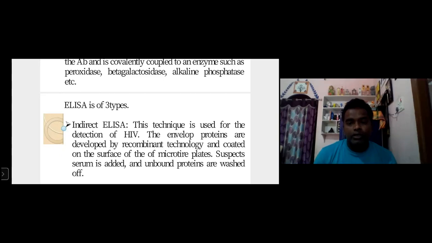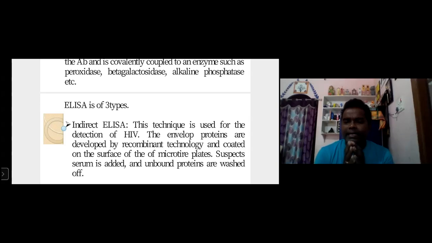Okay, so on the name indirect, indirectly we should identify the antigens. This technique is used for the detection of the HIV, to identify and diagnose the HIV virus. The envelope proteins are developed by recombinant technology and coated on the surface of the microtiter plates. The suspect serum is added and unbound proteins are washed.